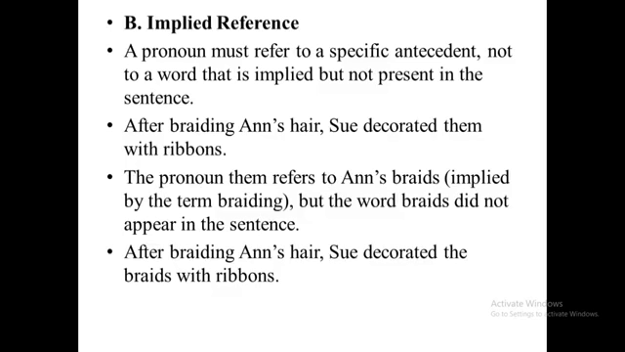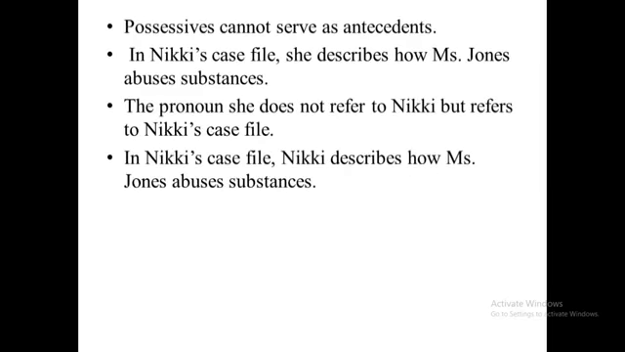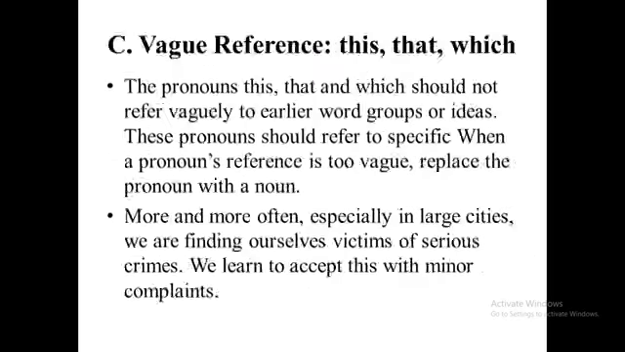These are the things that we have to deal with for implied references. Number one was ambiguous references. Number two is implied references. A possessive cannot serve as an antecedent. In Nikki's case file, she described how Miss Jones abuses substances. The pronoun she does not refer to Nikki but to Nikki's case file. In Nikki's case file, Nikki describes how Miss Jones abuses substances.